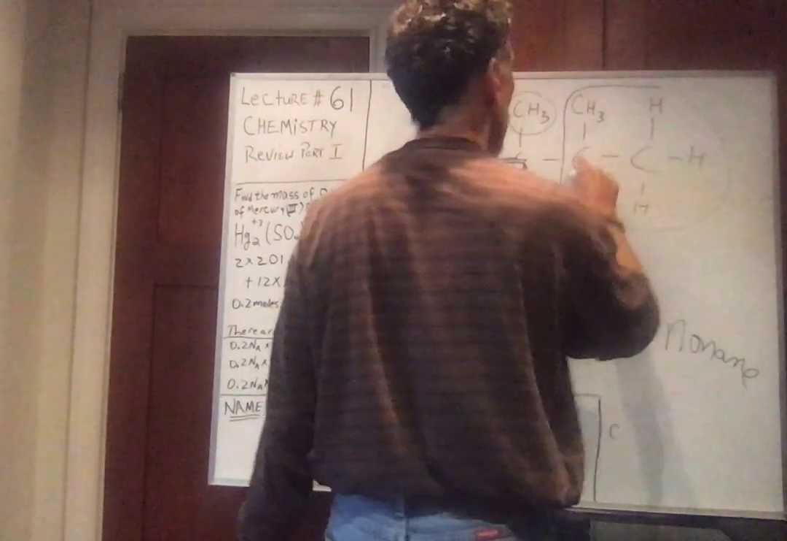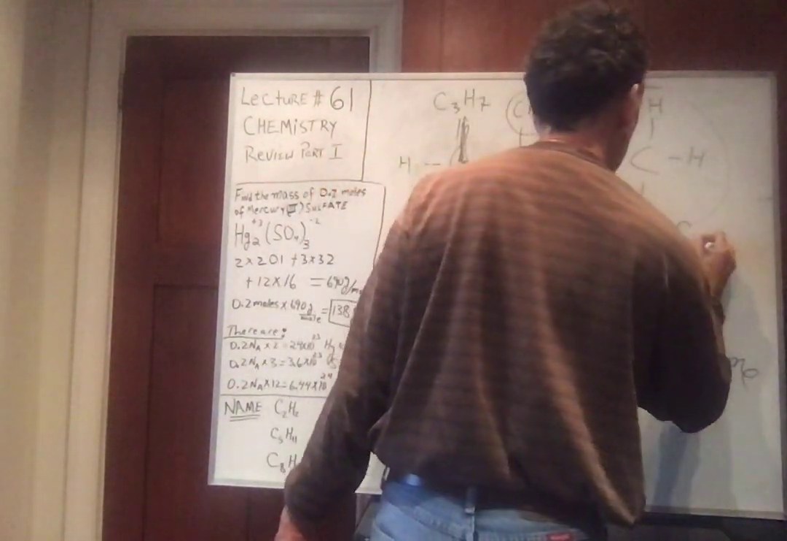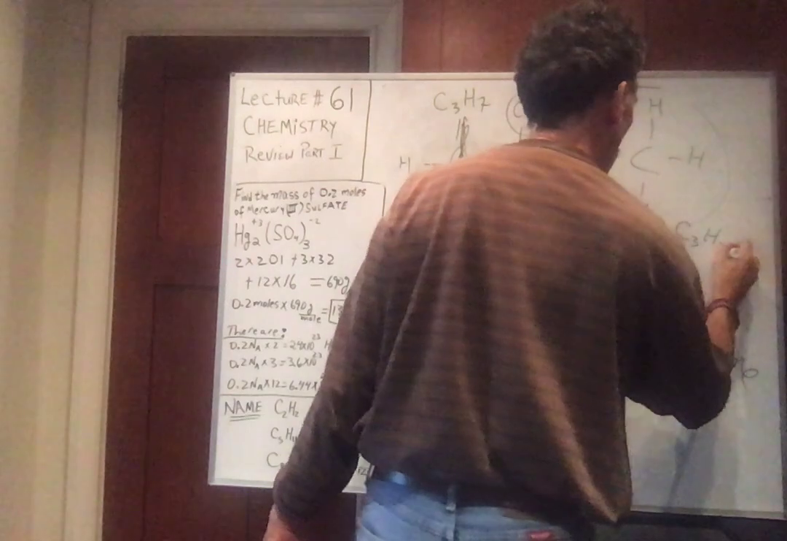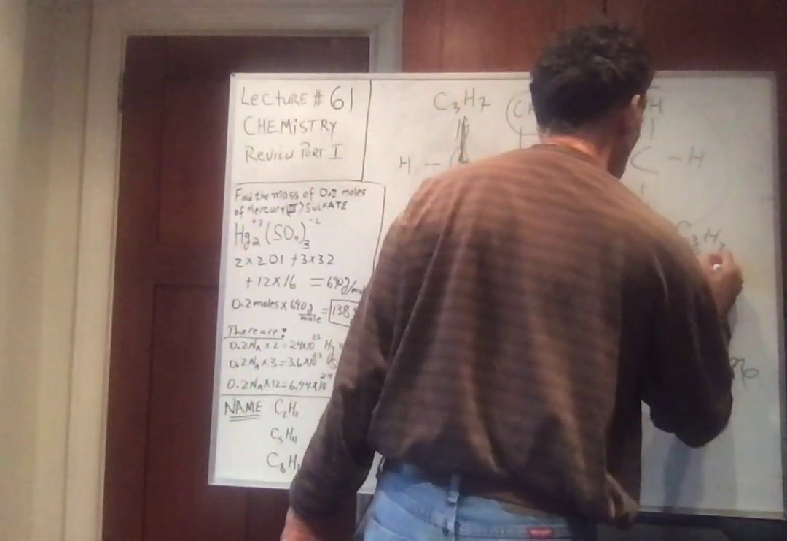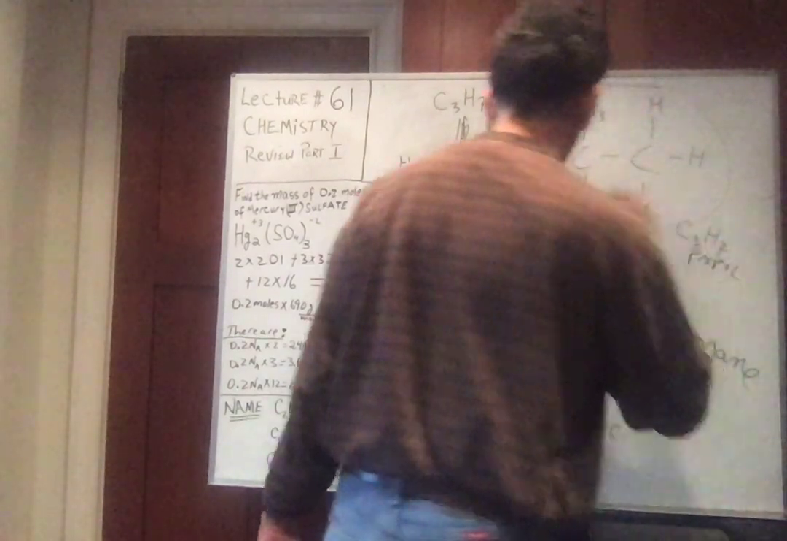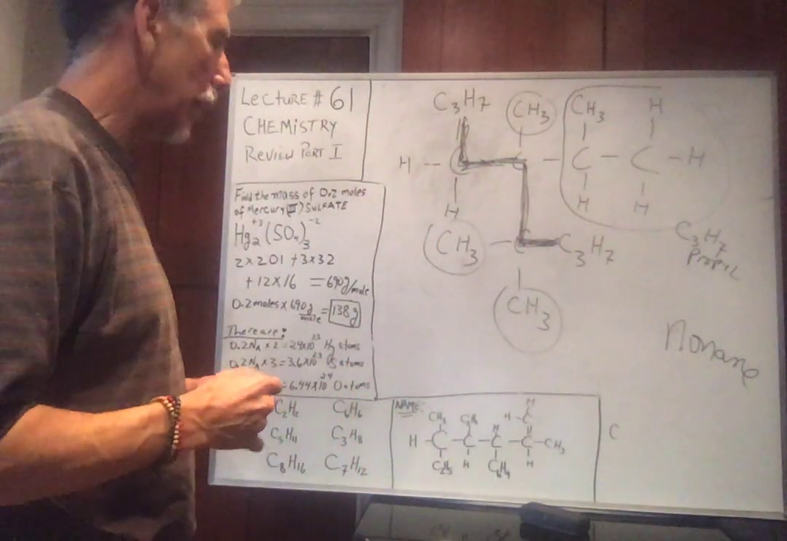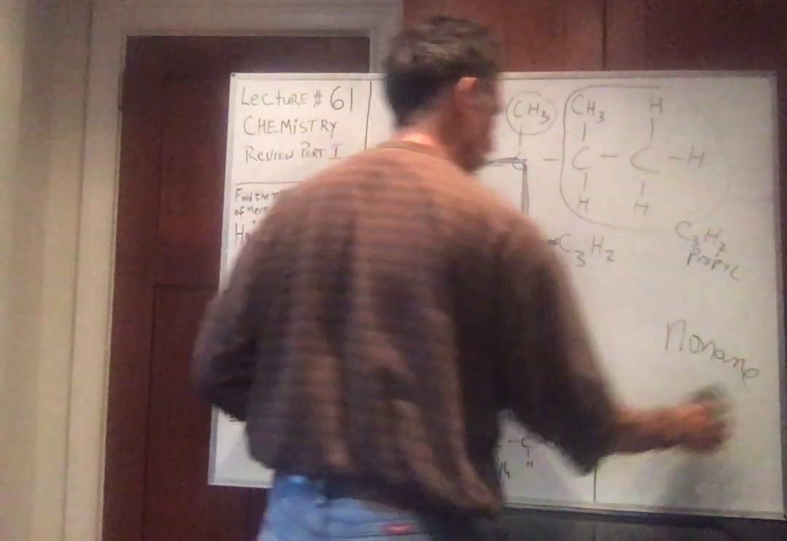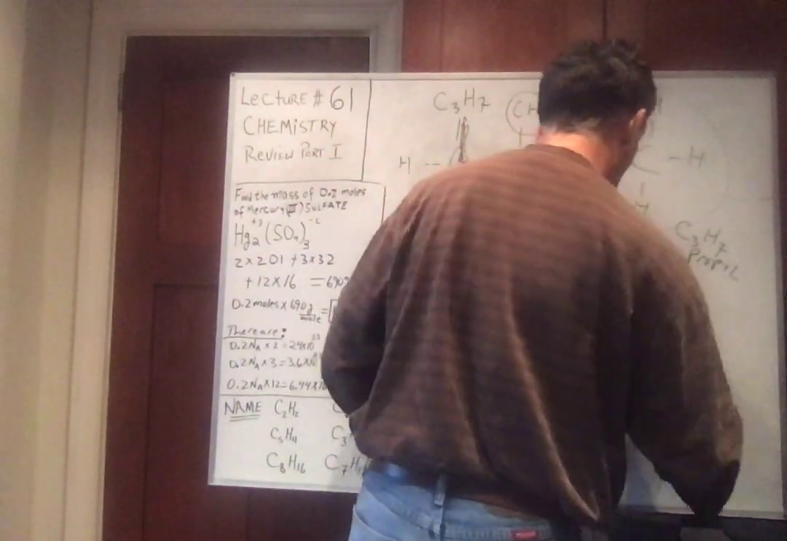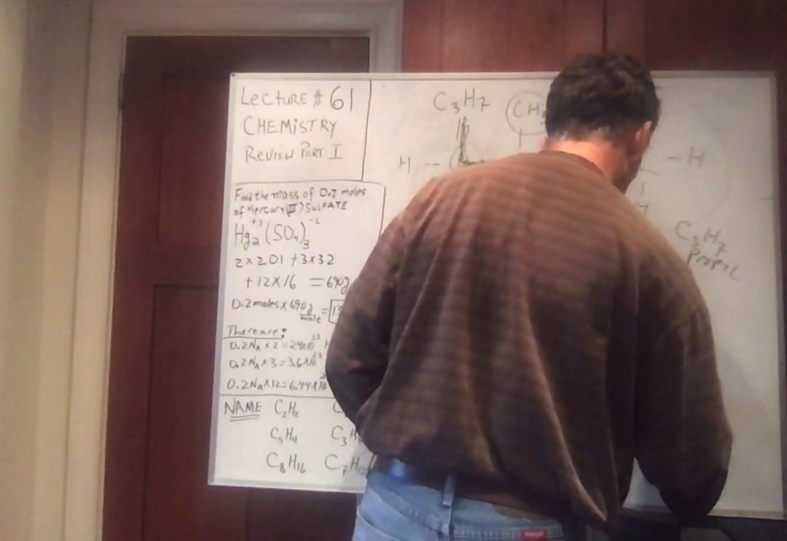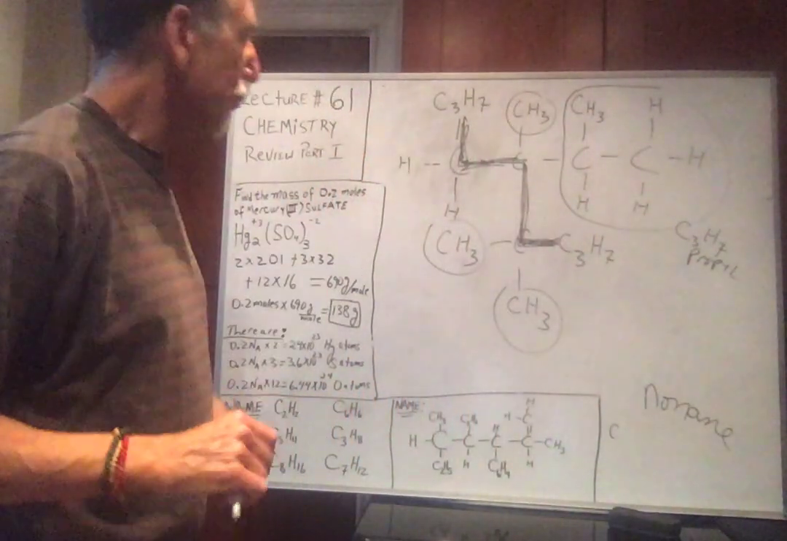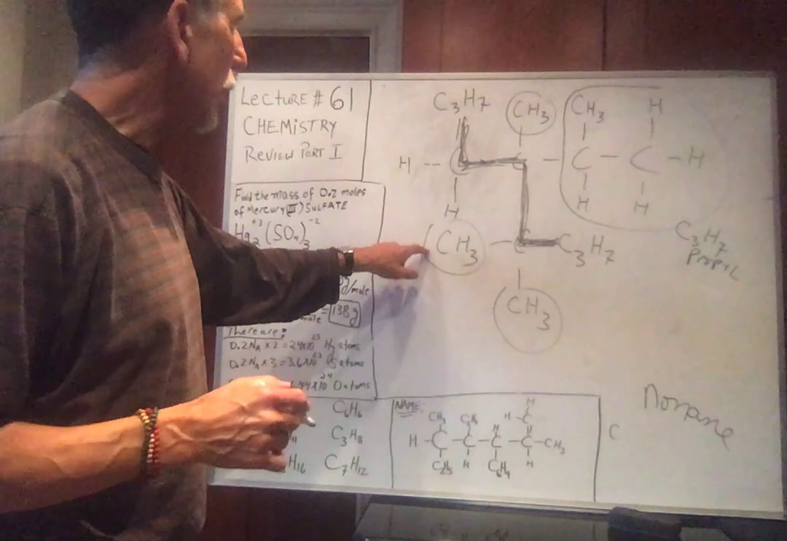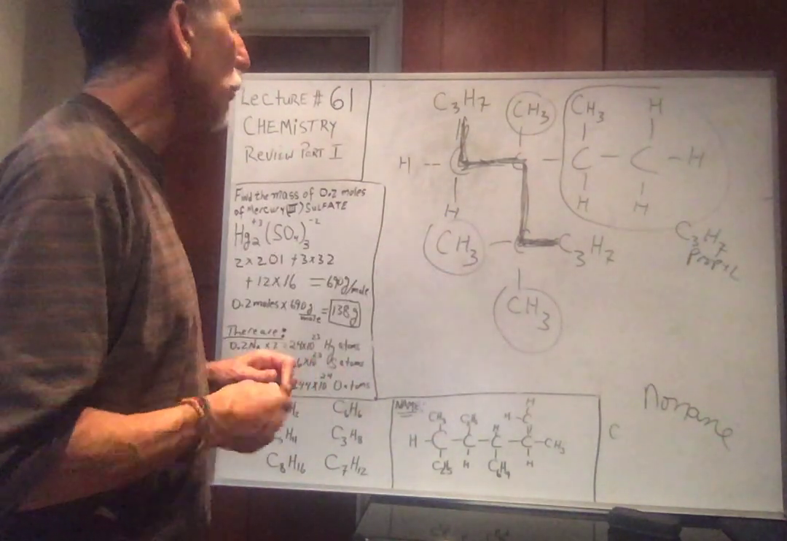C3, 1, 2, 3, C3H7 is what? What is C3H7? That's propyl. All right, which way do we have to count now? It's a no name. I'll write it down here. No name. All right, so we have methyl, methyl, methyl. Which way are we counting?